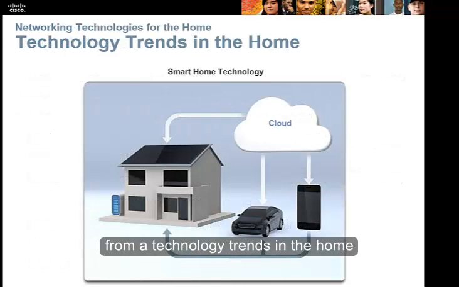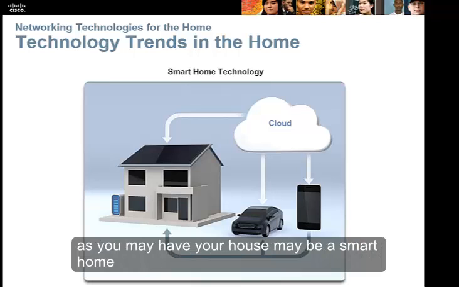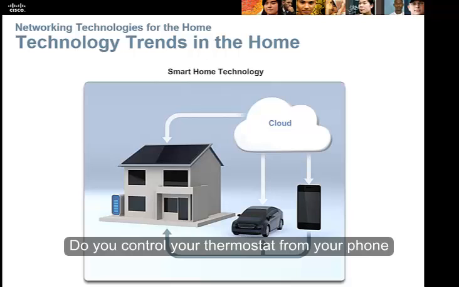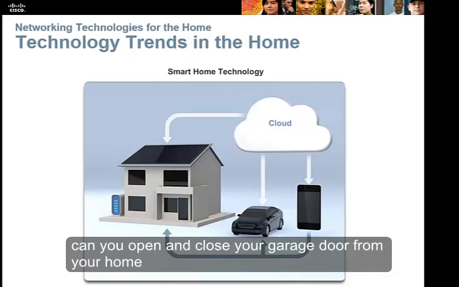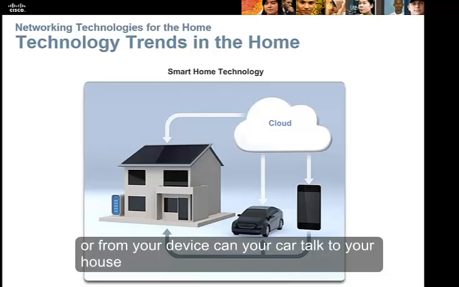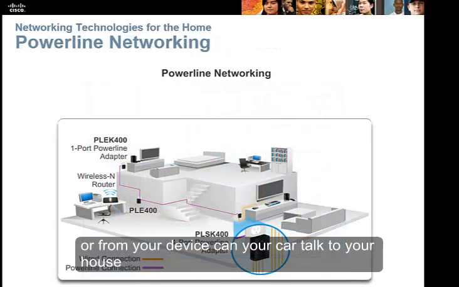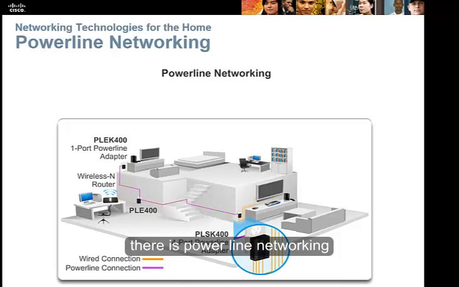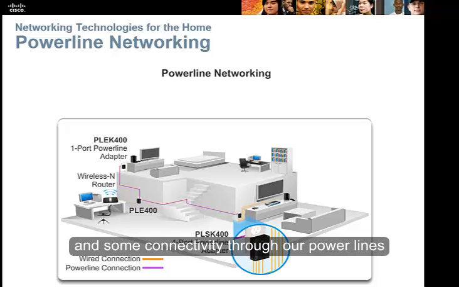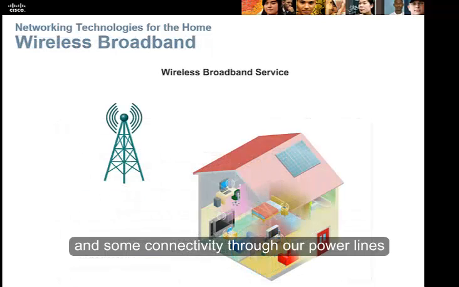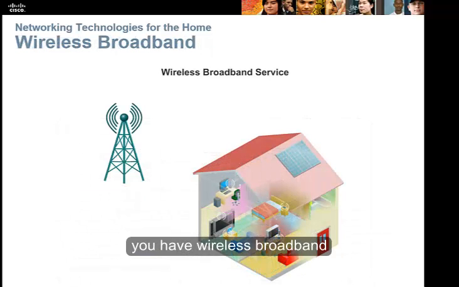Some of the technology trends in the home: you may have a smart home. Do you control your thermostat from your phone? Can you open and close your garage door from your home or from your device? Can your car talk to your house? There is power line networking, where we can pull some power and some connectivity through our power lines. You have wireless broadband.